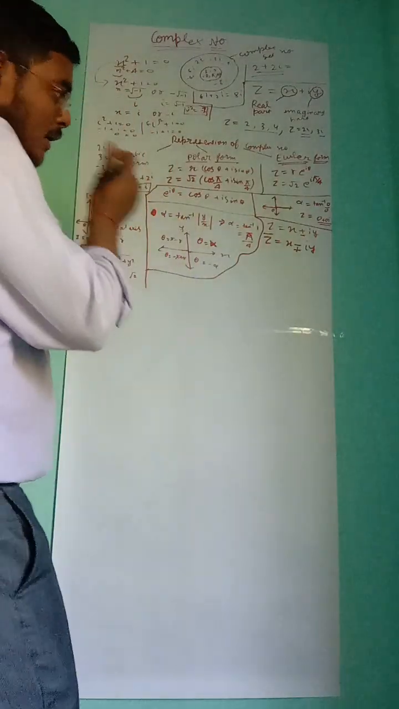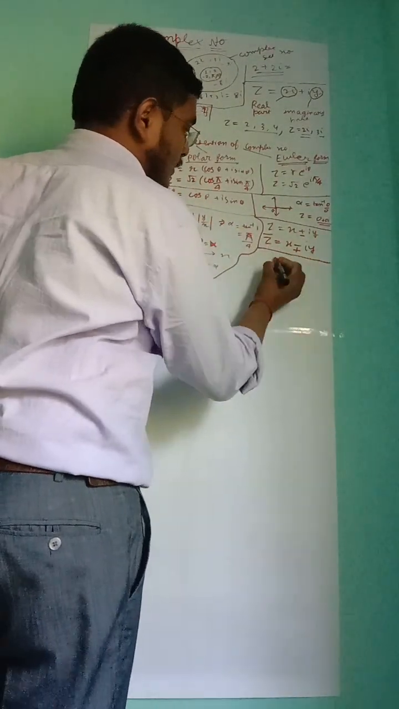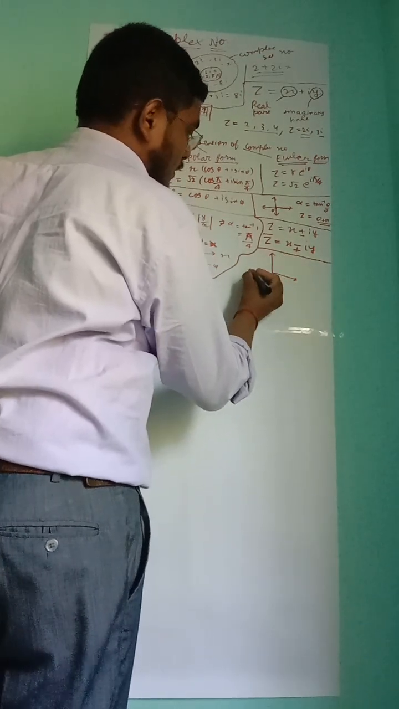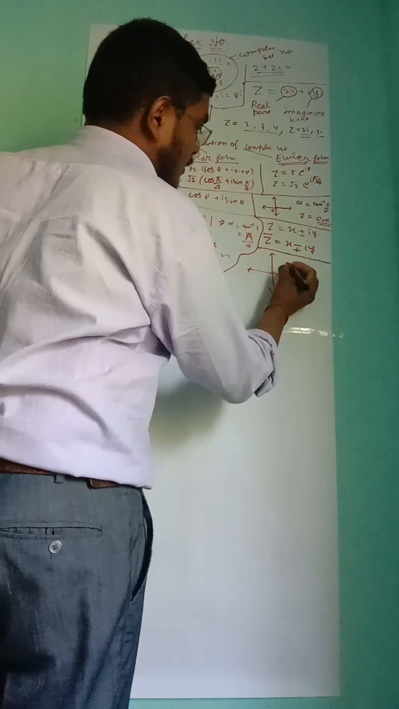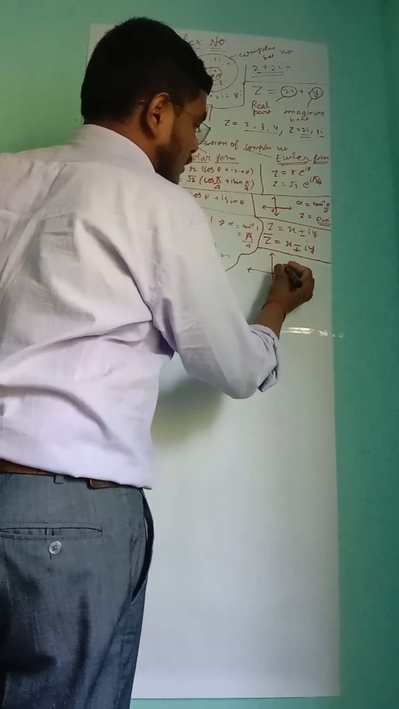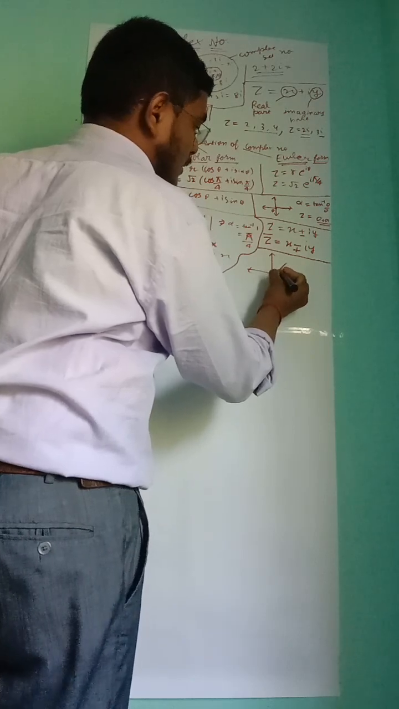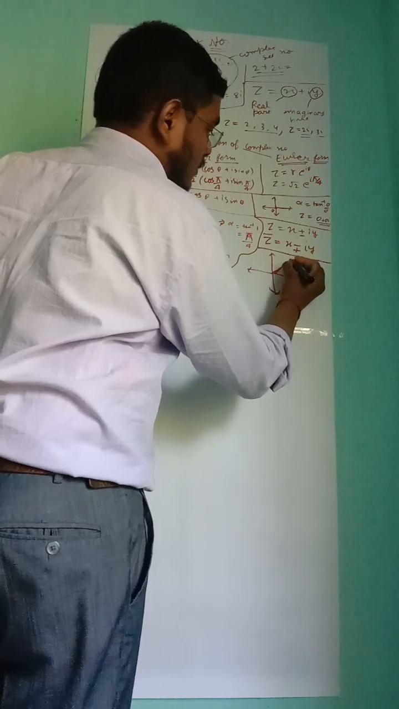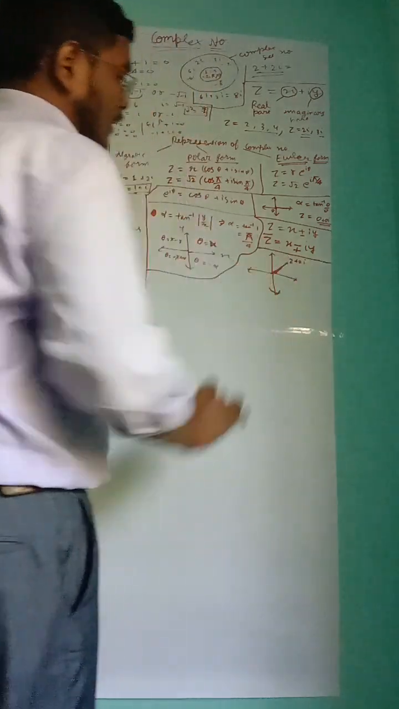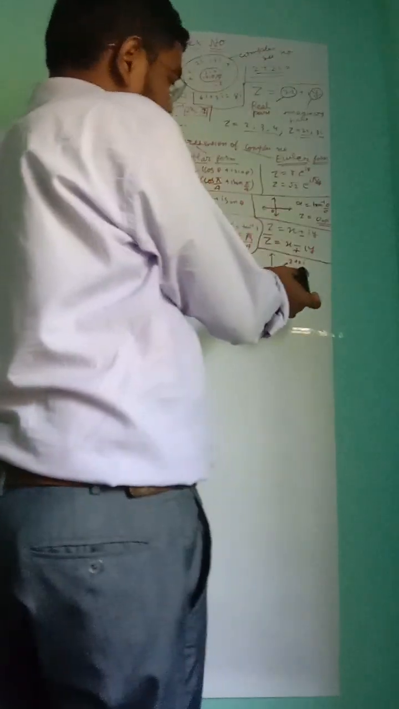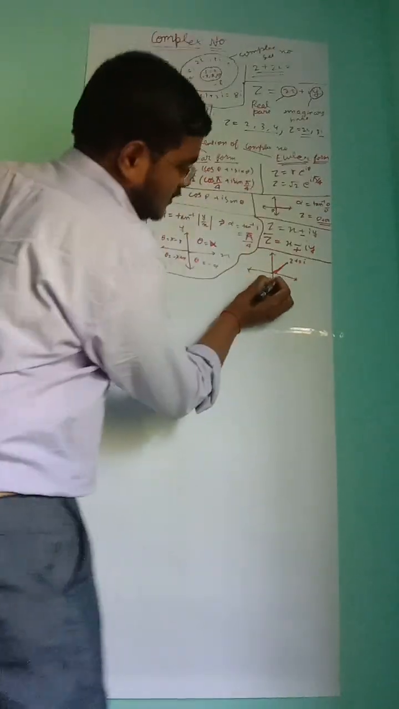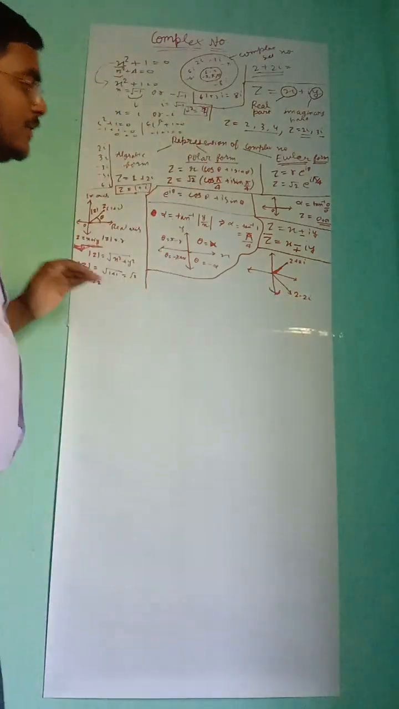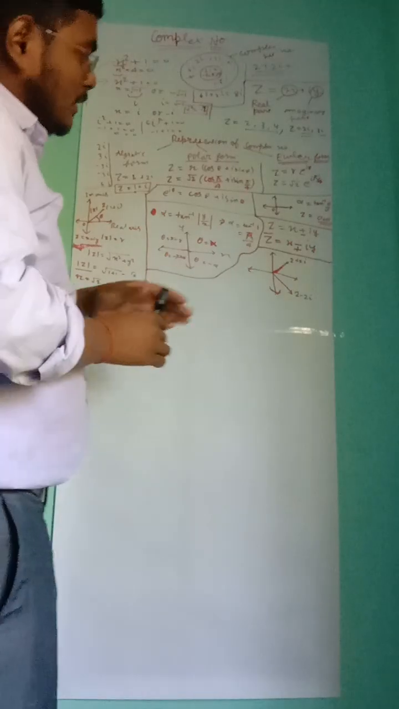So now understand by the Argand plane. Suppose my number is 2 plus 2 iota, say it lies here. So what is the z bar? z bar lies here, 2 minus 2 iota.